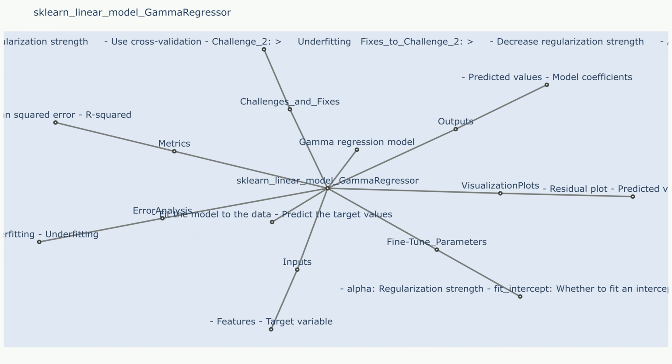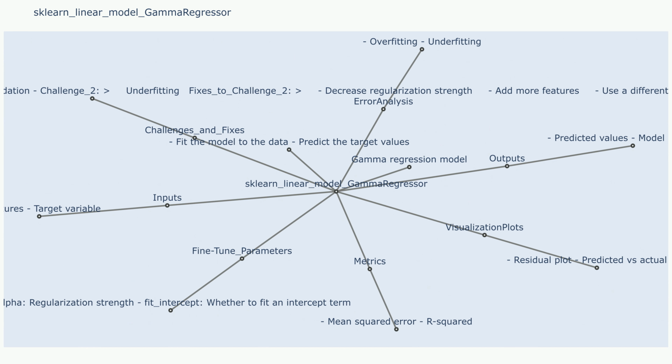Fixes to challenge 2: consider alternative regression models that are better suited for the specific data distribution. Apply data transformations to make the data more suitable for the gamma distribution. Use a different regression model that is better suited for the specific data distribution, such as a linear regression or a generalized linear model (GLM).